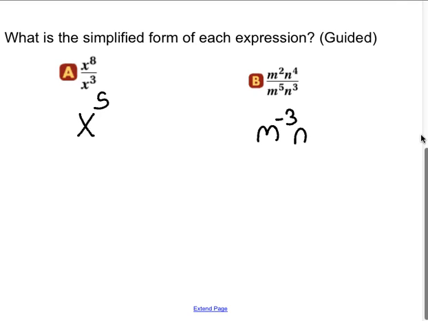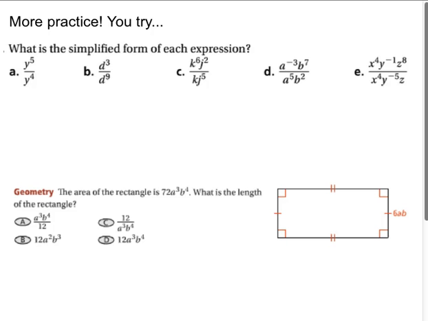Now, here, as always, we need to remember we don't want to leave things with negative exponents. So what that means is I'm going to take that m to the negative 3, and get rid of its negative attitude by moving it to the bottom, moving it away. And that's going to be the most simplified form. All right, so let's get some more practice in on this skill.